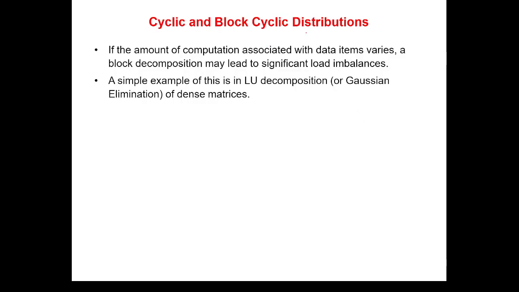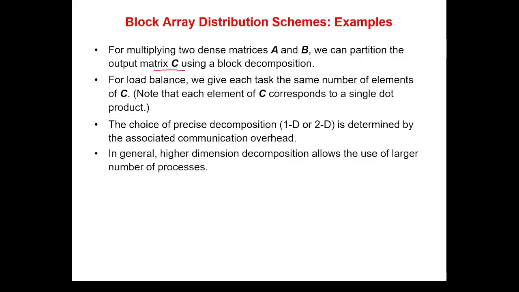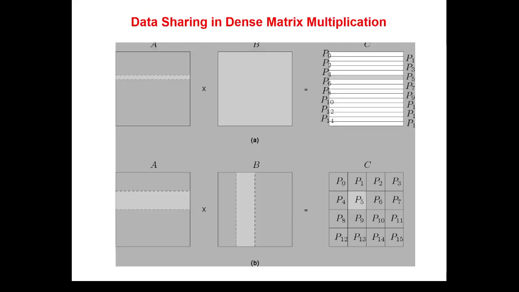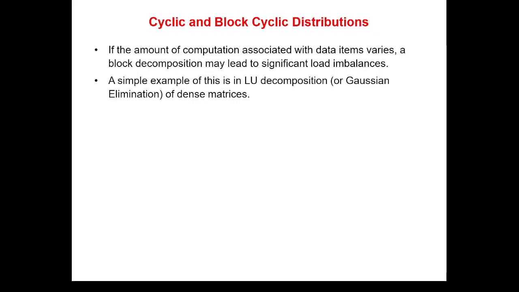Okay, cyclic and block cyclic distribution. If we look at how this is applied, how the data is being partitioned, the amount of computation associated with the data items is very large. So the amount of computation with the data is very large. Okay, we can see that.